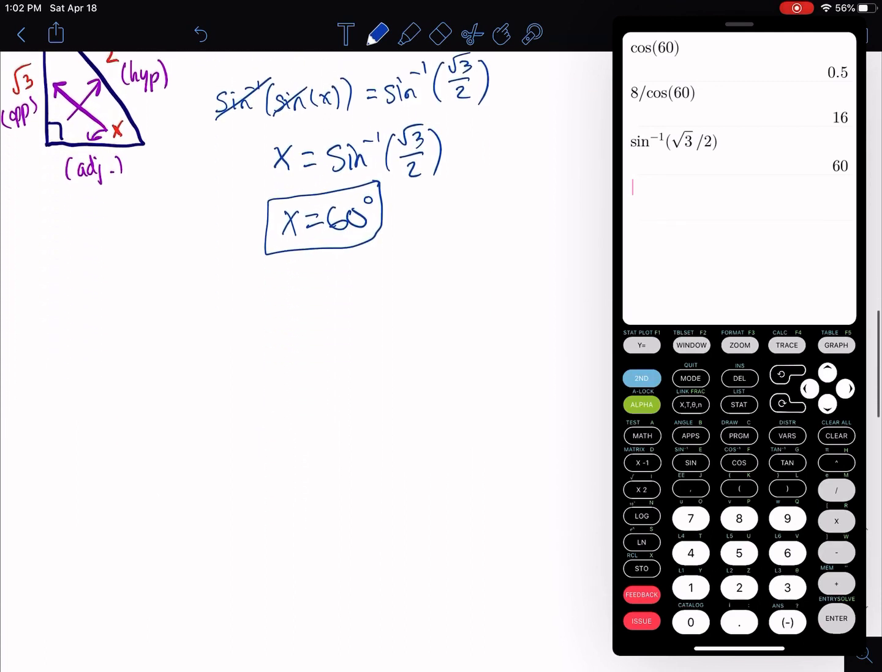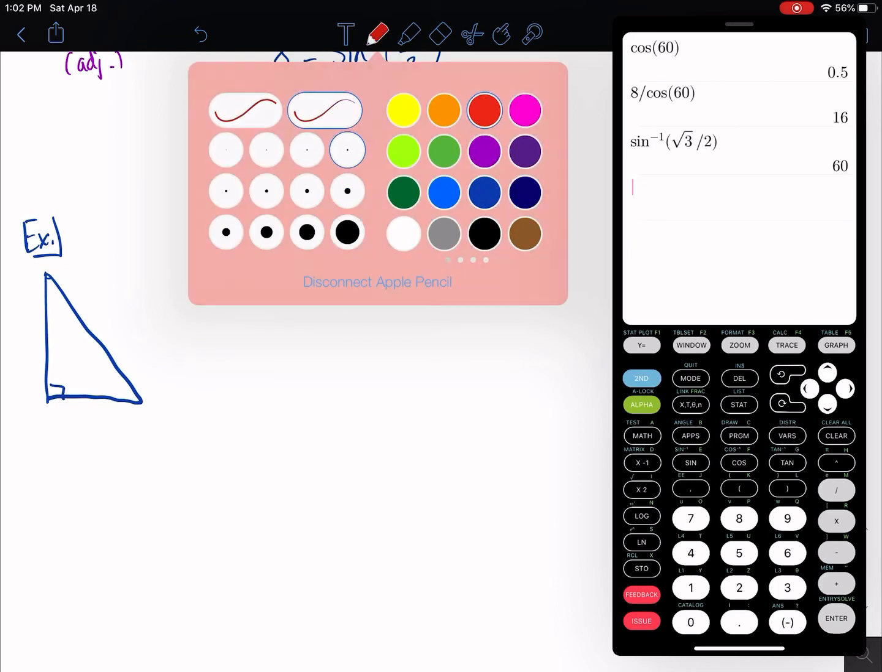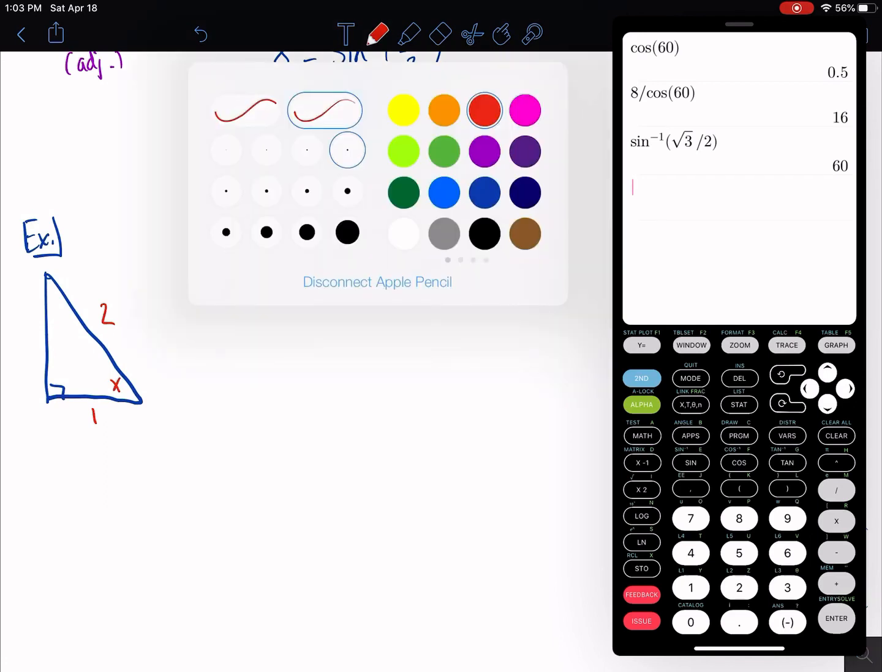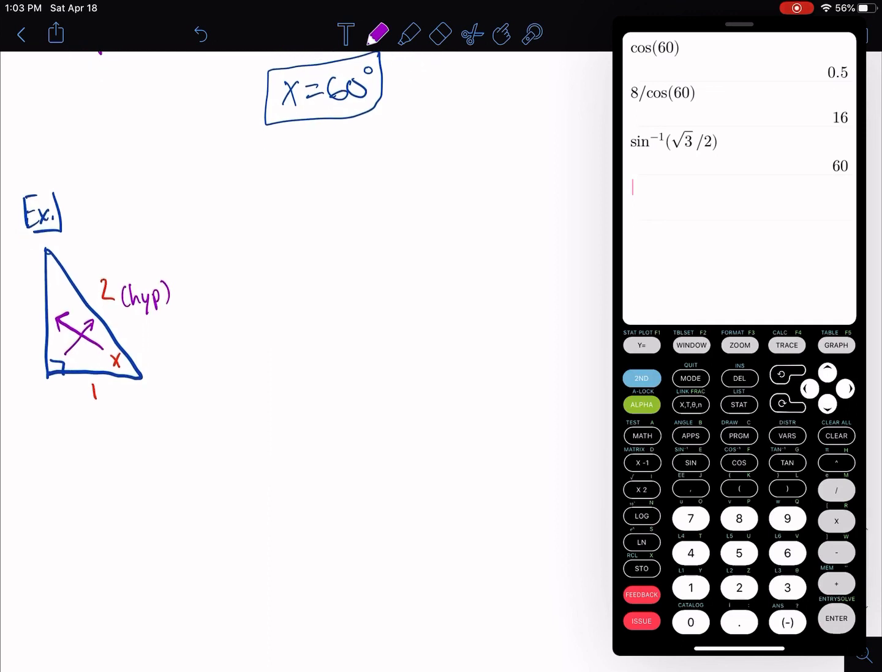Okay, so let's try another example. Our second example is going to look like the following. Remember, there always has to be a right angle. Okay. So I've got the number 1, the number 2, and I'm going to label this angle x. First things first, I have to label my sides. So across from the 90-degree angle is my hypotenuse. There is nothing across from the x this time, so that would have been my opposite.